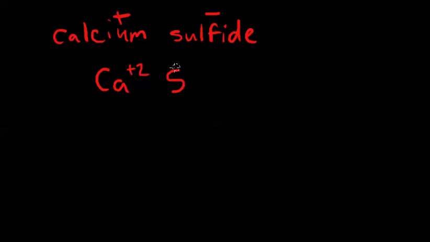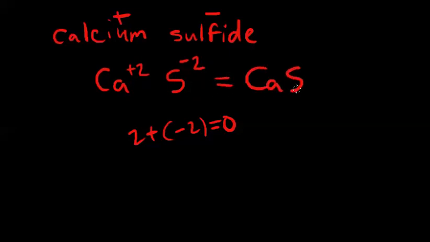And then sulfide has 6 valence electrons. It's going to gain 2 to fulfill the octet rule, so its charge will be -2. Now we look at this. If we have 1 calcium ion and we have 1 sulfide ion, 2 plus -2 is 0. So all we need is 1 calcium ion and 1 sulfide ion, so we just rewrite it like this.